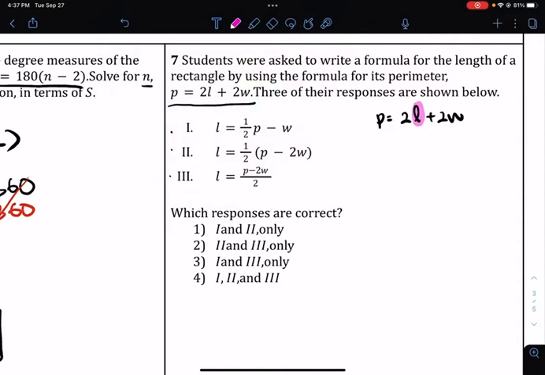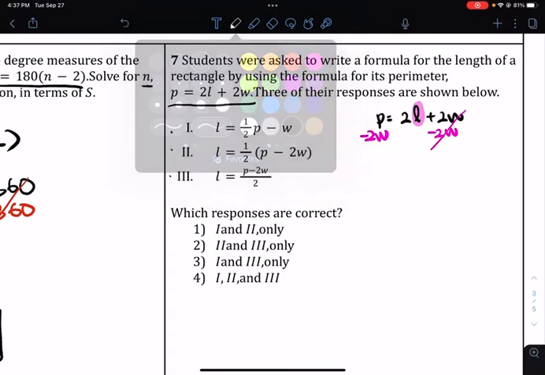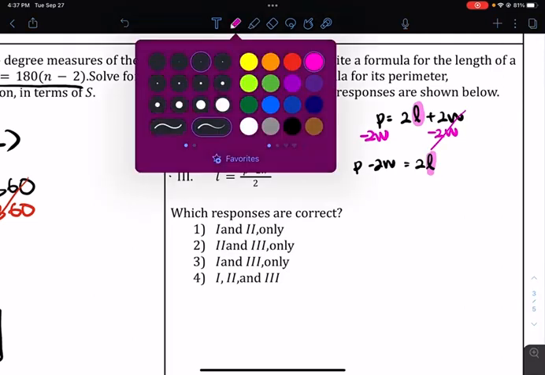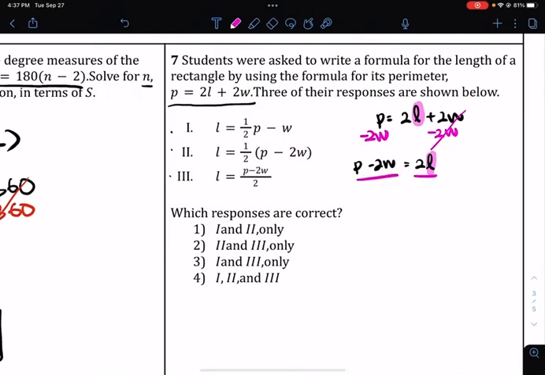First things first, minus 2w, minus 2w. You want to get rid of the 2w because you want to make 2l by itself. And in order to make l by itself, divide both sides by 2. Okay? P minus 2w over 2. Which one's correct? Okay, 3 is correct so far.